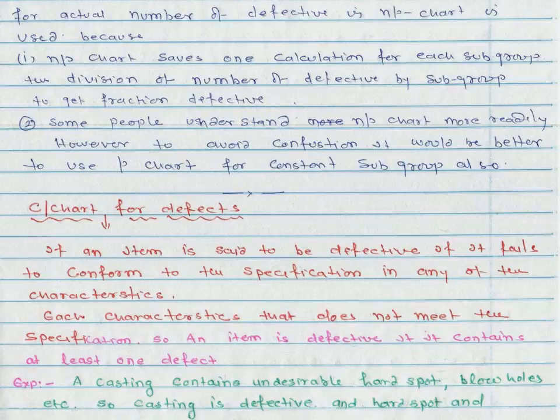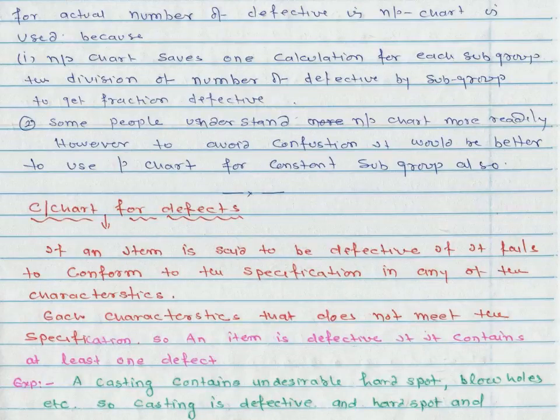So I conclude that when the number of pieces taken in a particular sample varies, then we use the P chart, because in that case we always calculate the fraction defective, the percentage of defective. If the sample size is constant for all the samples, generally we use the NP chart. The NP chart saves one calculation which I already discussed: for each subgroup, the division of the number of defectives by the subgroup size to get the fraction defective. So there is one additional step.